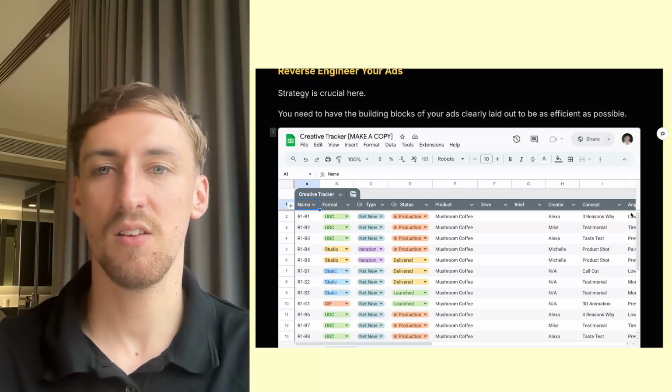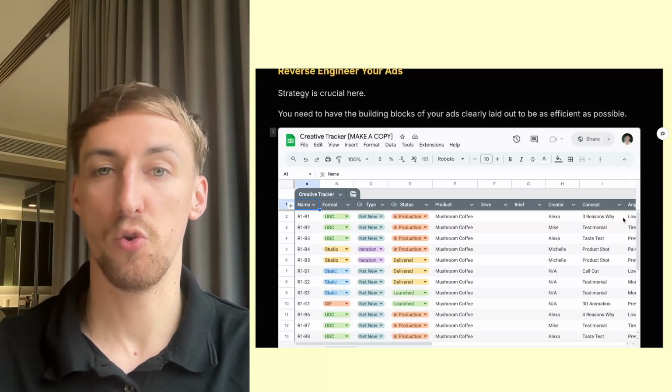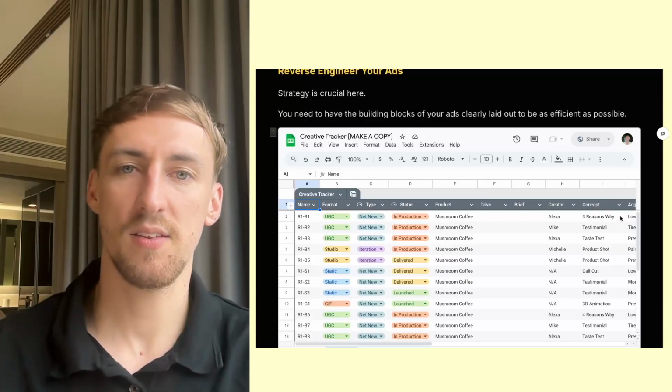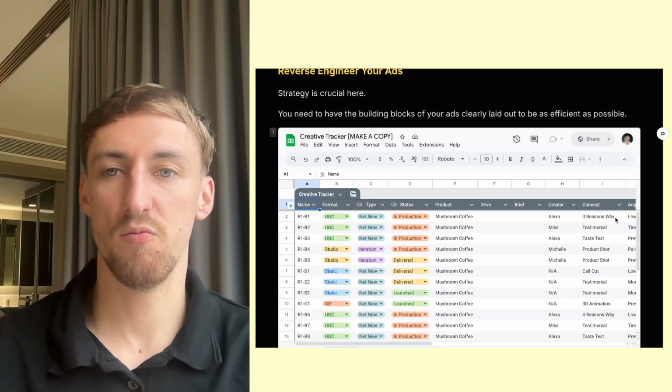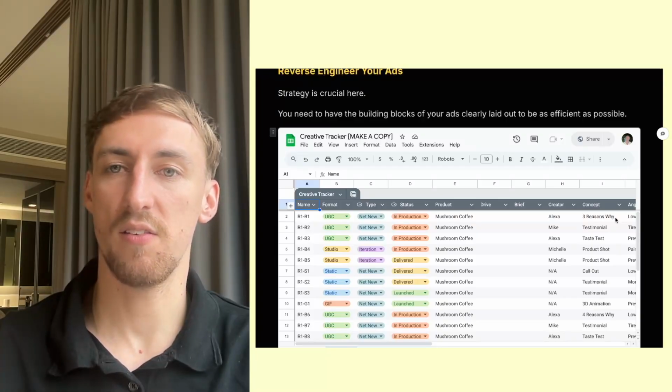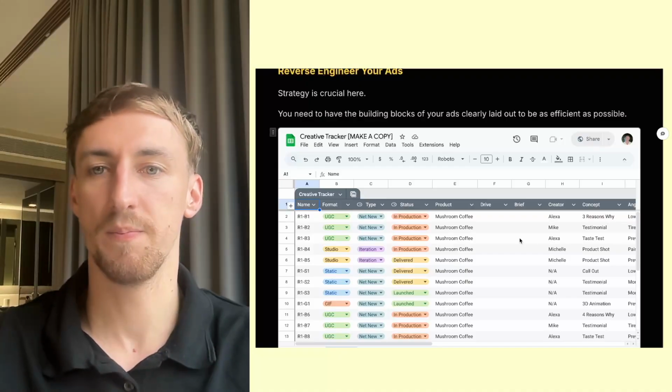If you don't have this, it's going to be a struggle and it's not going to be as accurate when you are reverse engineering your winning ads. It's going to be very difficult. And the same goes for losing ads as well. If you don't have this written down, then you might start testing the same things that haven't worked in the past again, which is just a waste of time and money.